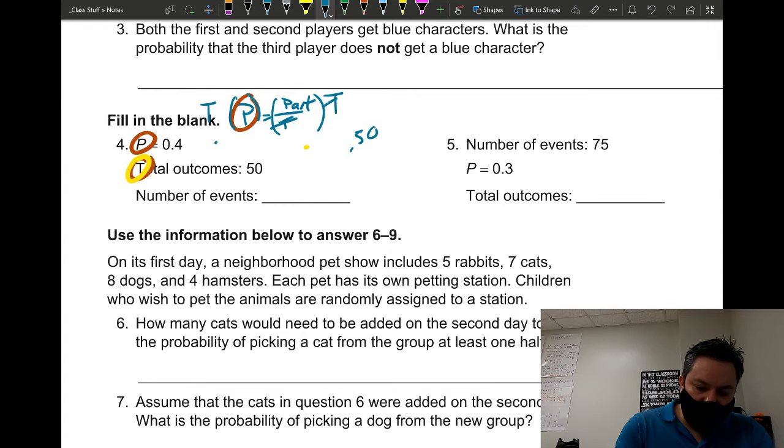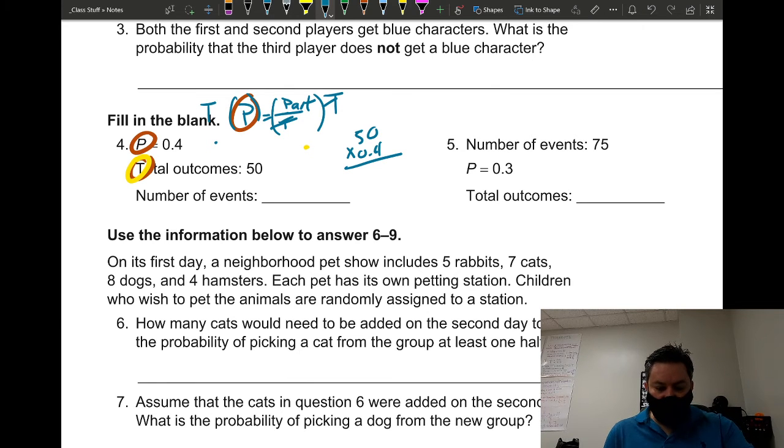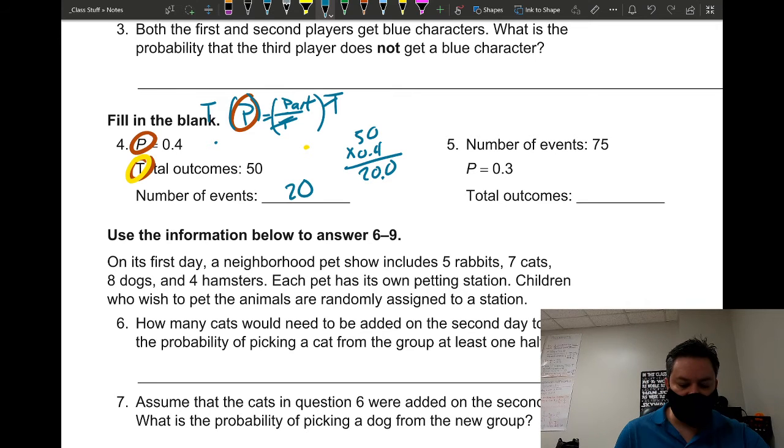So it'll be 50 times 0.4. And the fastest way to do this actually is, what is 50 times 4? Or 5 times 4? Well, 50 times 4 is going to be 200. Let's move the decimal over one place, and the total number of events is going to be 20. And that's it. It's going to be less than half. It is less than half.